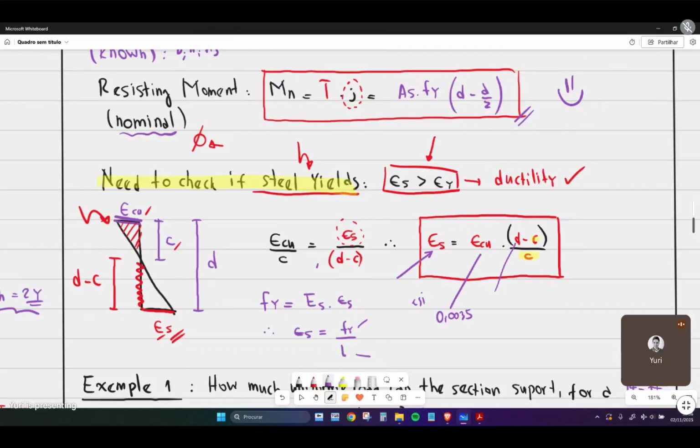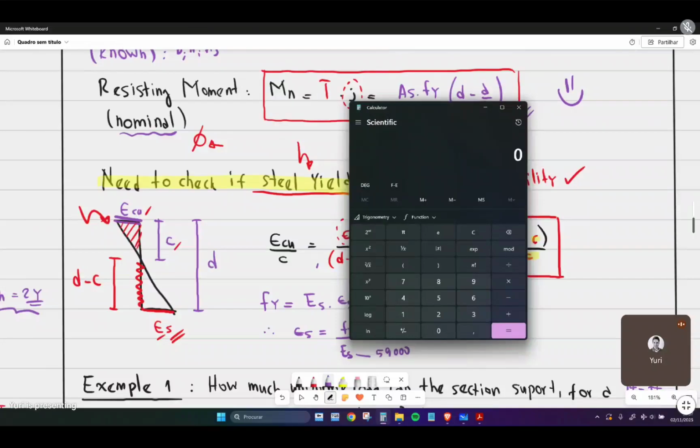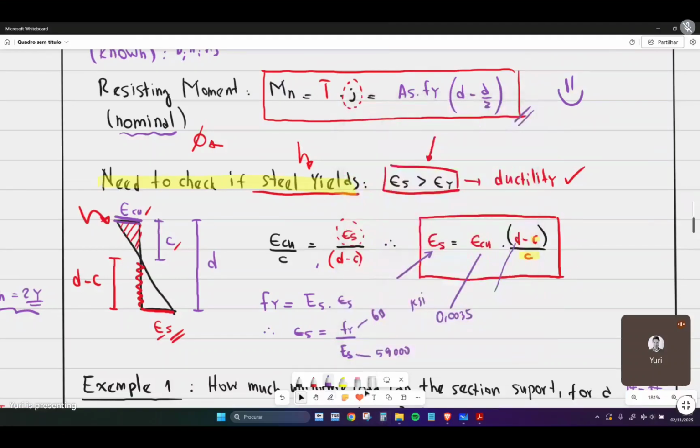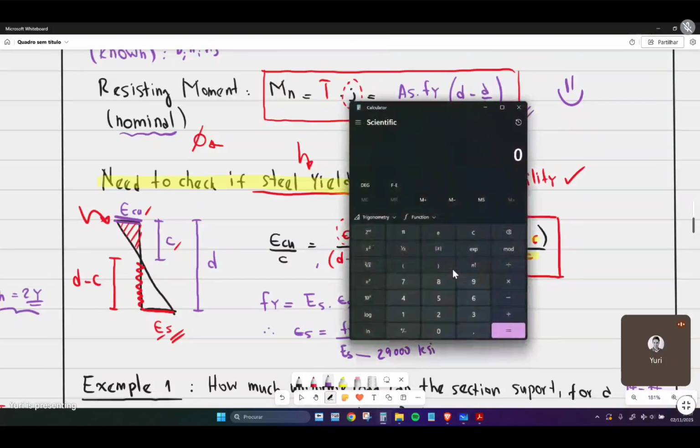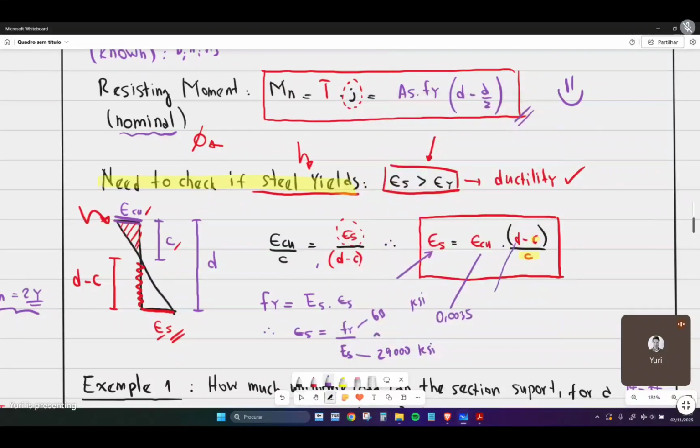Fy on top, and here is the modulus of elasticity. For example, if we divide 60 by 59,000, we get 0.001, something like this. I think it's actually 29,000. Yeah, got it. Sorry guys, because usually I don't use ksi units. So 60 divided by 29,000, exactly. That's around 2 over 1,000. So usually it's around 0.002.